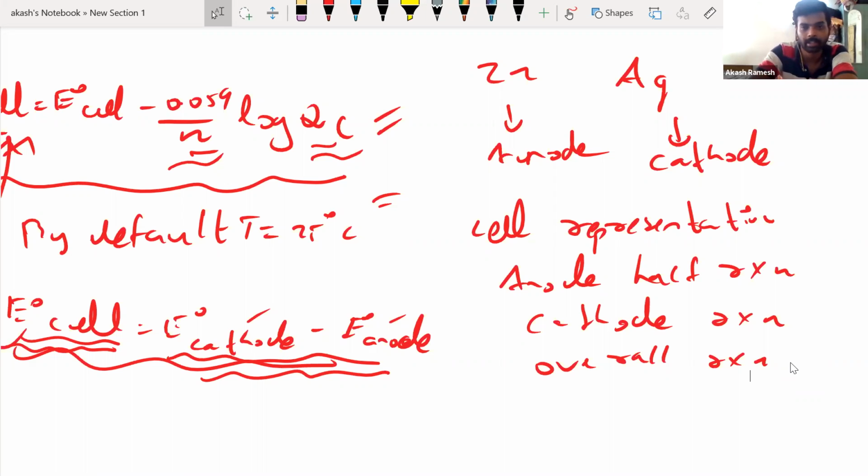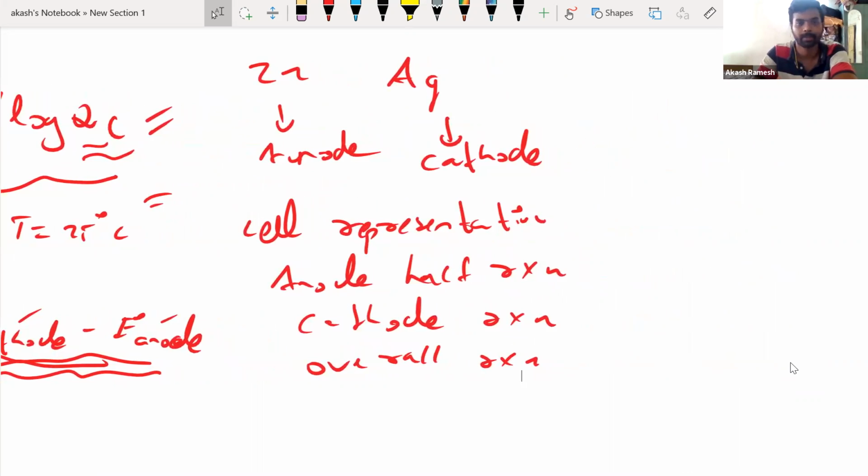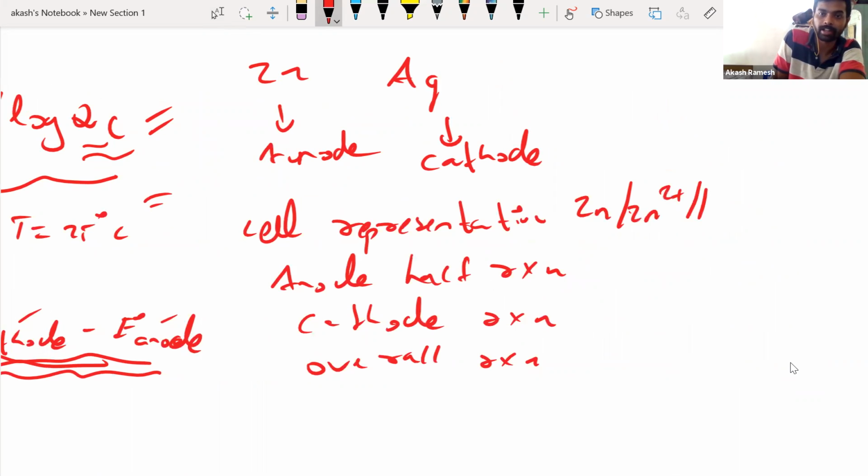Okay, I think you should have been able to write it in the time given. Fine. So the cell representation will go like this: zinc will form Zn2 plus, double bar, Ag plus will form Ag. Very simple. I didn't give you any concentrations. If I gave you concentration, you would also include that in the cell representation.